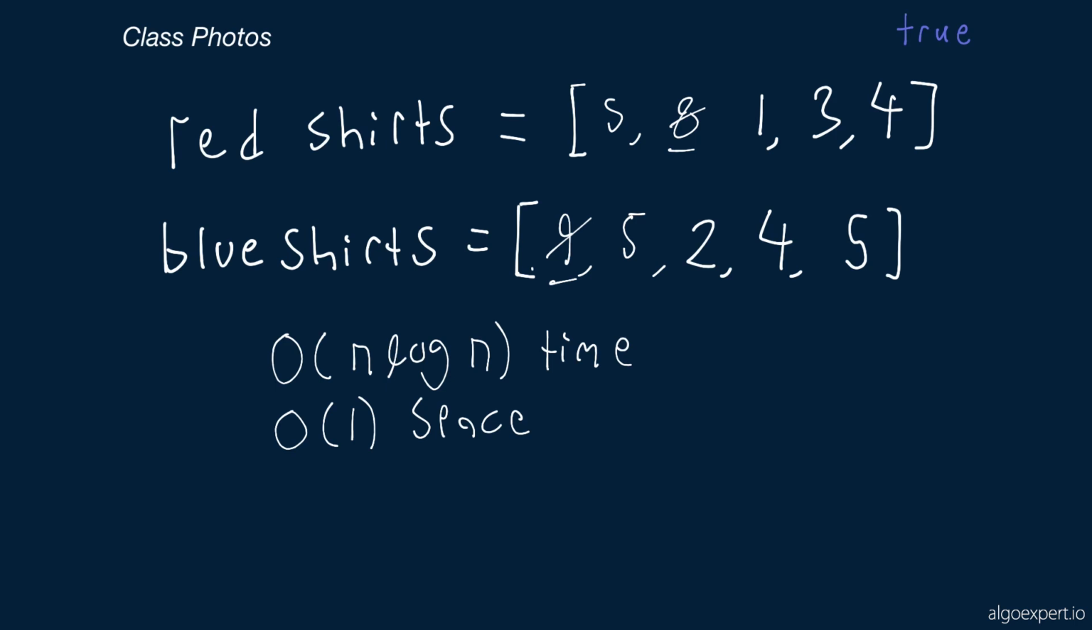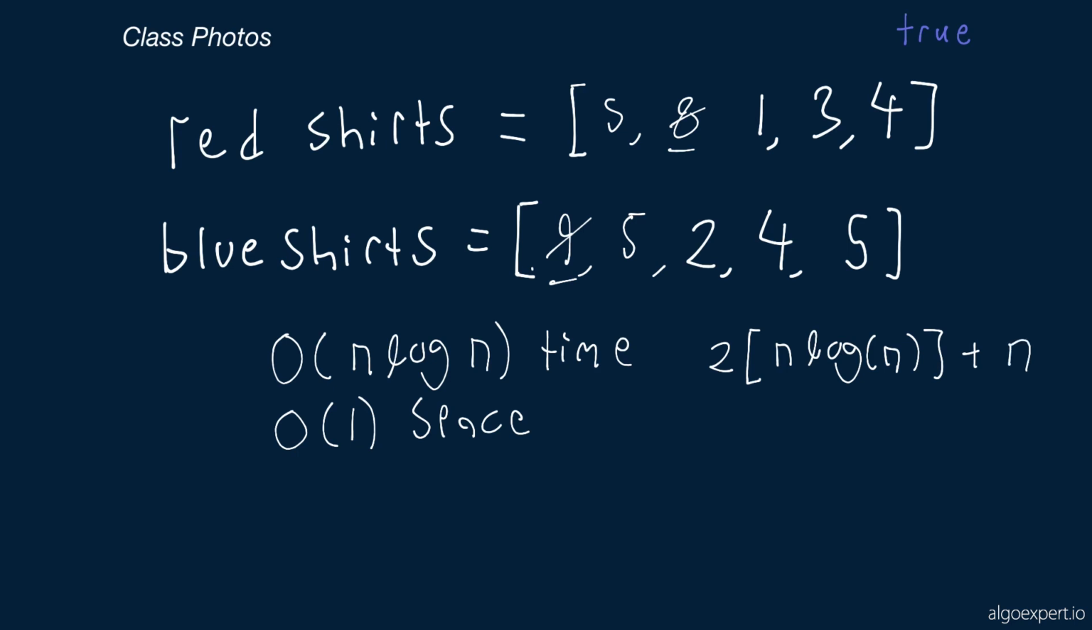Now, the reason this algorithm runs in big O of n log n time is because we need to sort both the red shirt's height and blue shirt's height input array. So that's going to give us technically 2 times n log n. And then after we sort both of these input arrays, we need to loop through both of these input arrays that are now in their sorted order. And then we need to attempt this placement like I was discussing. So technically that's going to give us 2 times n log n plus n.